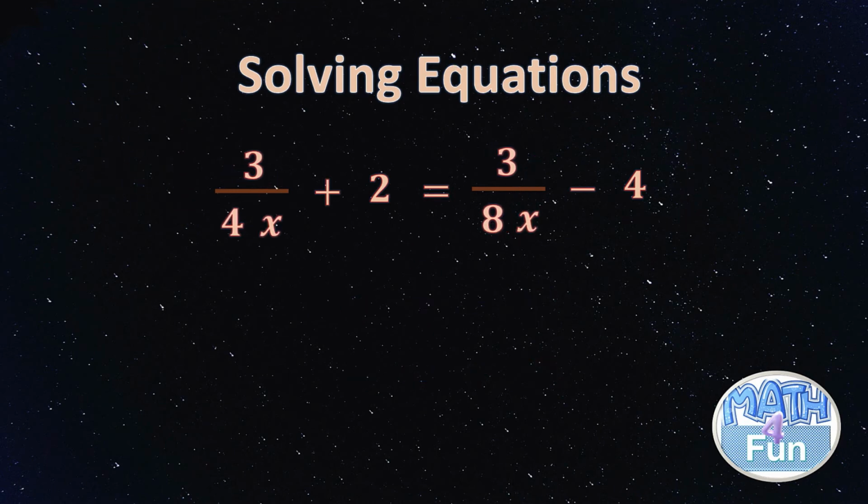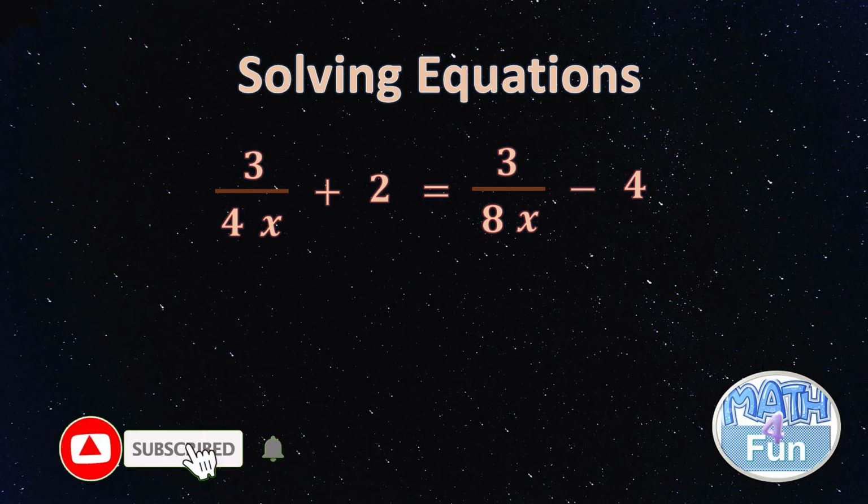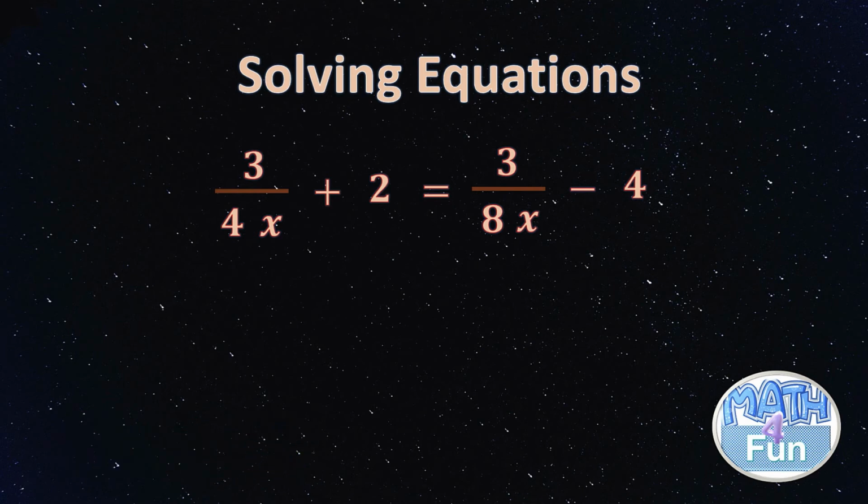Another example. Here we have x in the denominator. We have 3 over 4x plus 2 equal to 3 over 8x minus 4. Also, how to deal with that? Similarly, since we have 4x and 8x in the denominator, the least common denominator is going to be 8x because 8 is a multiple of 4, and here we have x and x, so the least common denominator is 8x. What do we do? We multiply the whole equation by 8x.